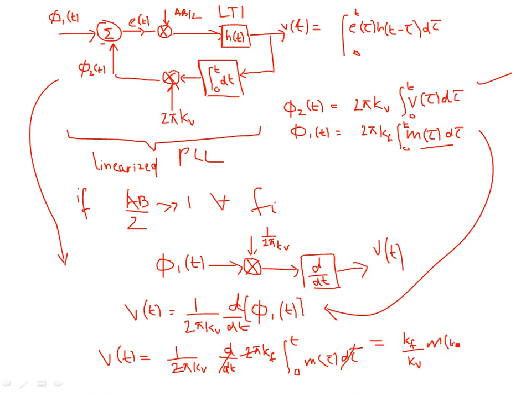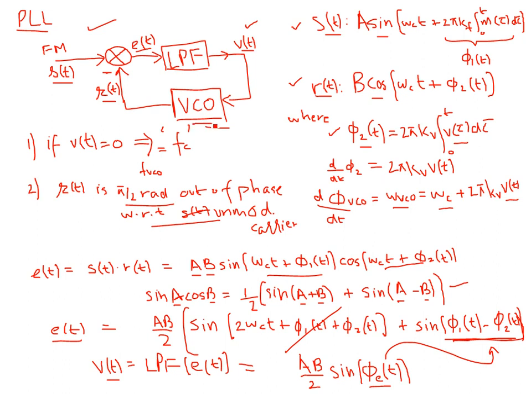What this means is that in near lock conditions, Vt is proportional to the message signal. If Vt is proportional to the message signal, then guess what? The VCO over here in the PLL is going to produce output frequencies in accordance with the message signal, right? So if the message signal amplitude is high, the frequency is high. If the message signal amplitude is low, the output oscillator frequency is low. So it's just like tracking the FM signal, right?